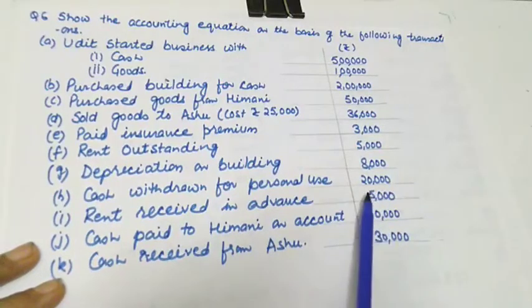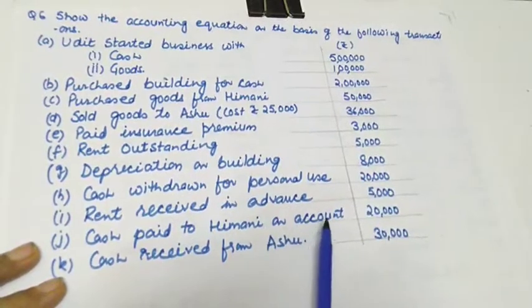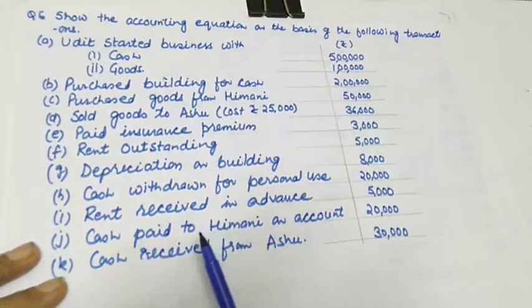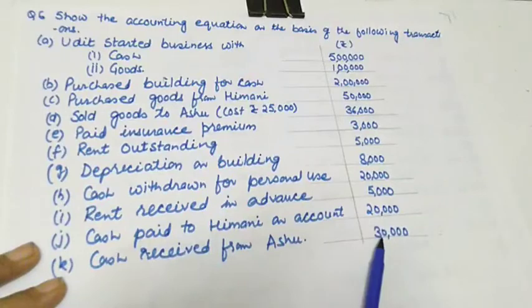Rent received in advance. So this is unearned income. This is also our liability, which will be created. Cash paid to Himani, 20,000, you are paying to Himani. Cash received from Ashu. So let us start this numerical.